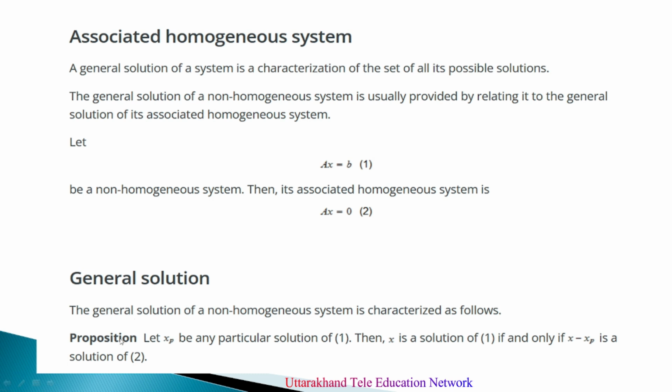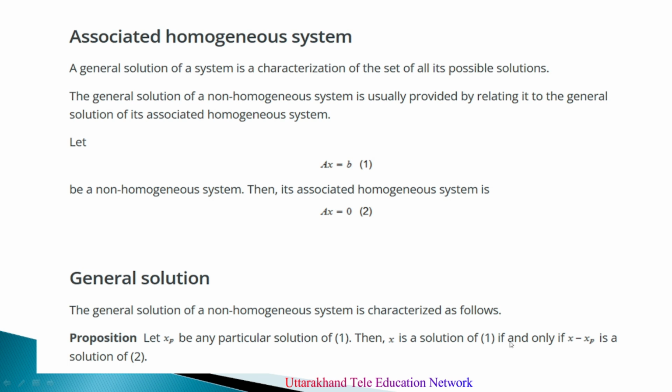So what is the proposition? Let x sub p be a particular solution of 1. So talking about non-homogeneous, x sub p is any particular solution of 1, because it is always easy to find a particular solution of a non-homogeneous equation. What is the particular solution? We assign a particular value to a variable and try to find the other solution based on that. So it is quite easy to find a particular solution of Ax = b, and x sub p is the particular solution of 1.